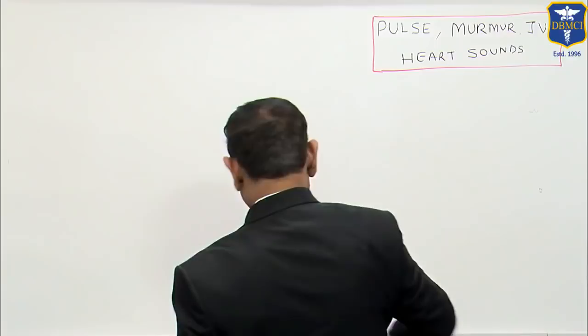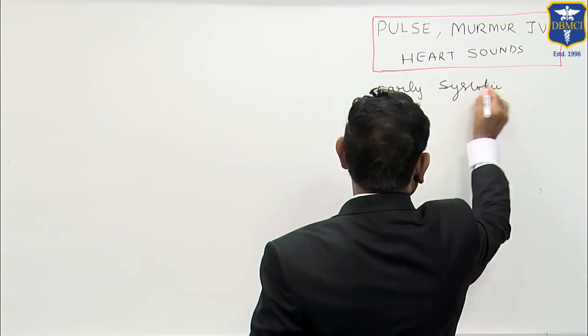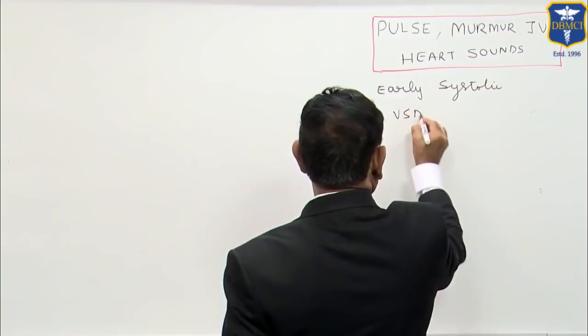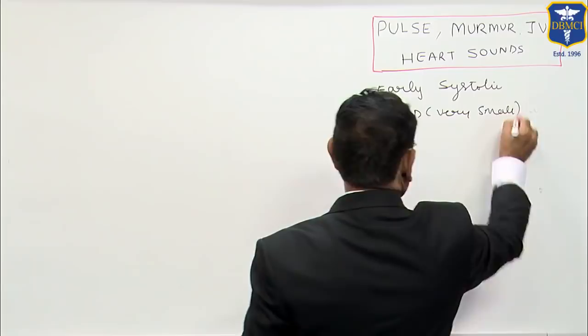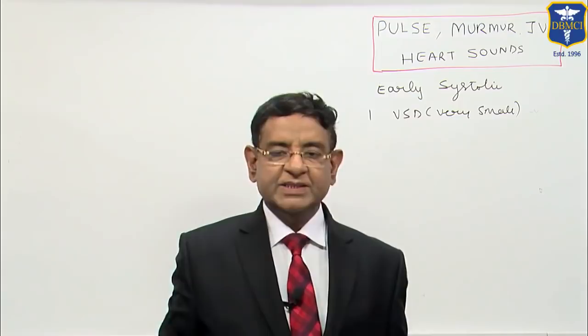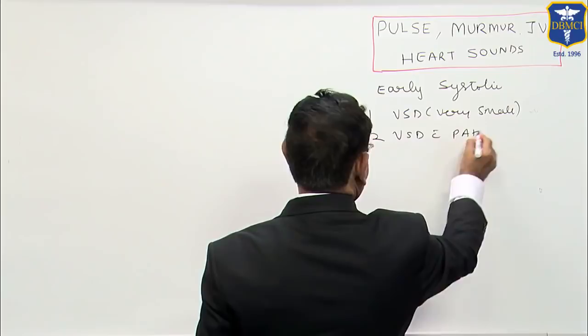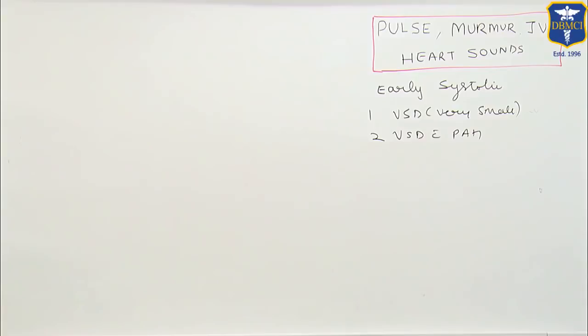We get early systolic murmur in very small VSD. Point to be noted, in a normal VSD we talk about, you always get a pansystolic murmur, but if the VSD is very, very small, we may get an early systolic murmur. Similarly, VSD with pulmonary arterial hypertension, you get an early systolic murmur.